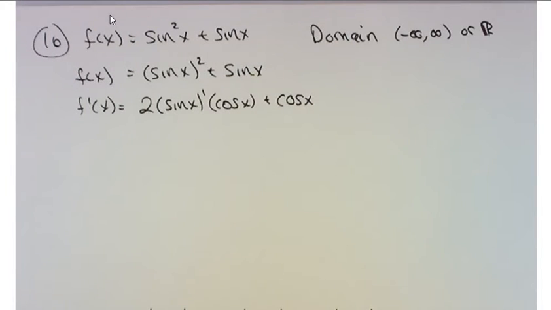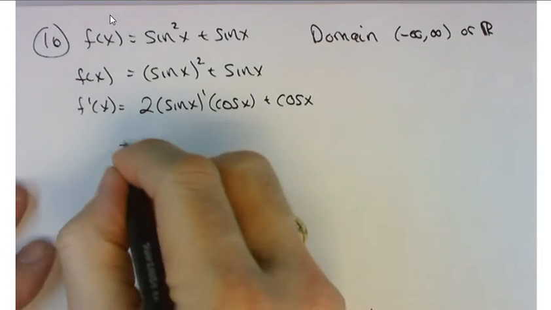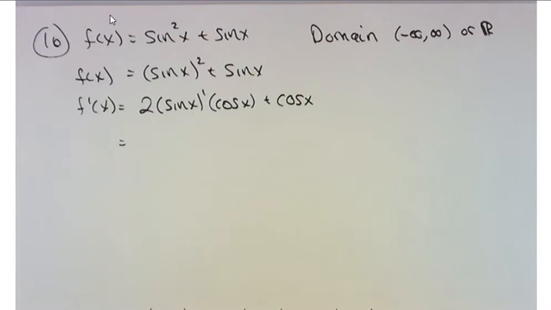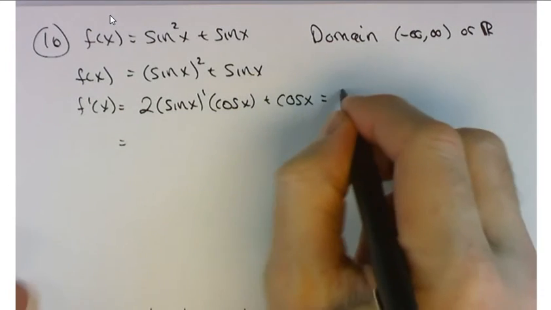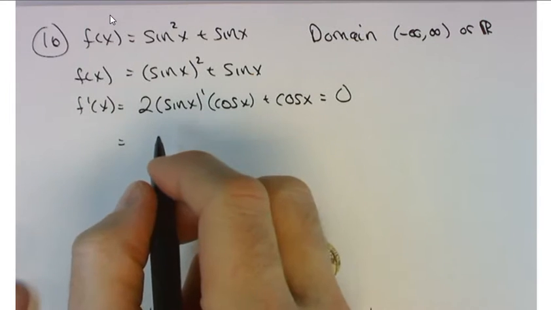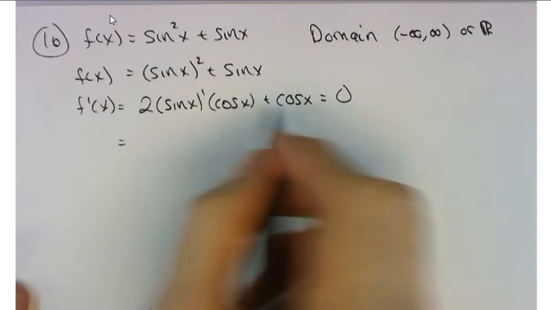Okay, so we need to find where this is actually equal to 0. Finding where it equals 0 will help us out, because then we can find where it's positive and negative by testing points in between. So if I set this equal to 0, my suggestion to you would be to factor this out and solve.